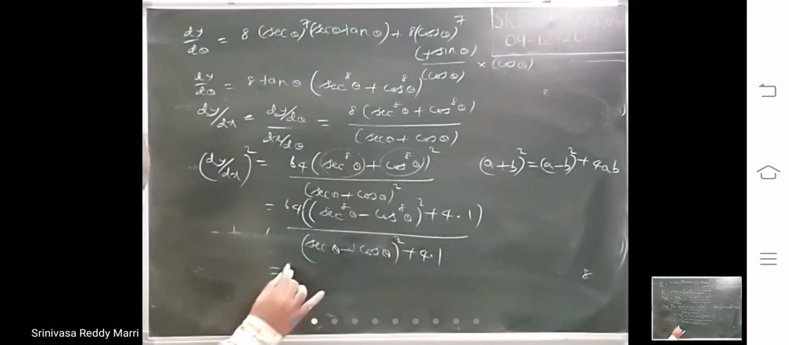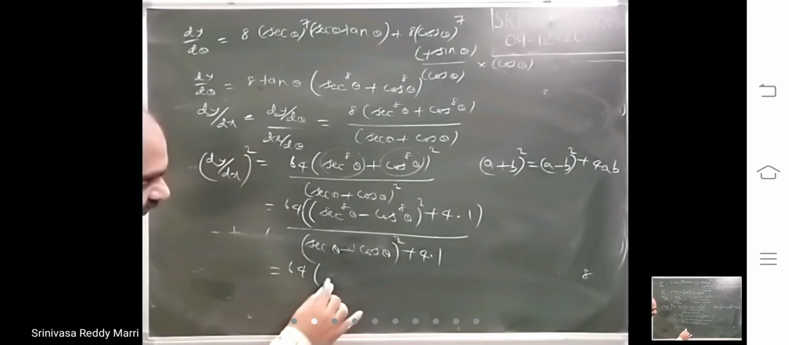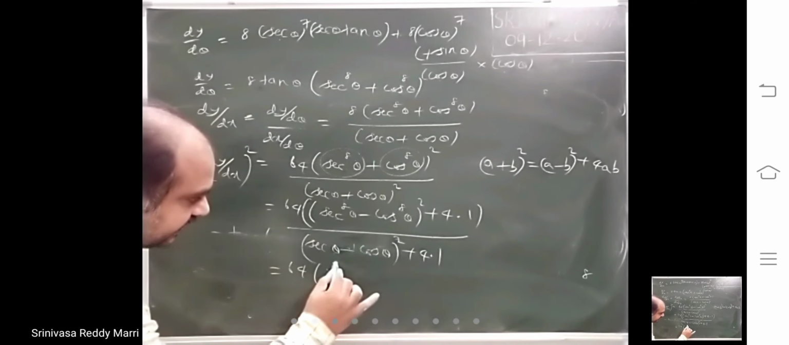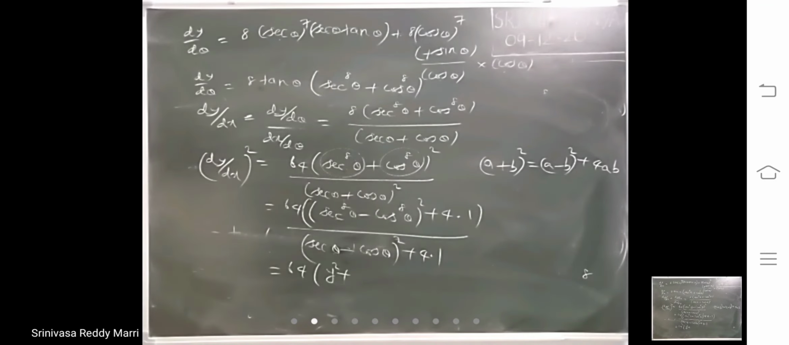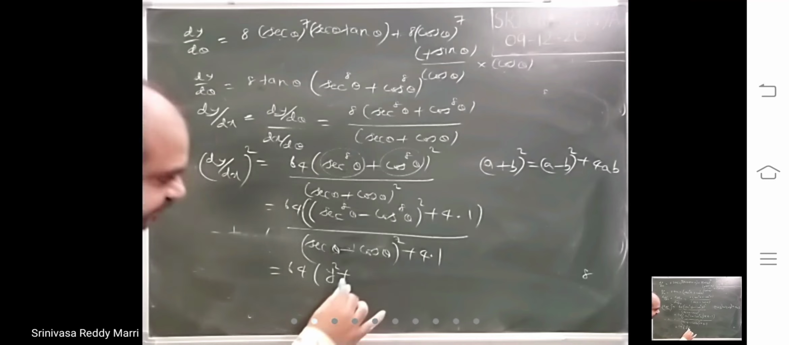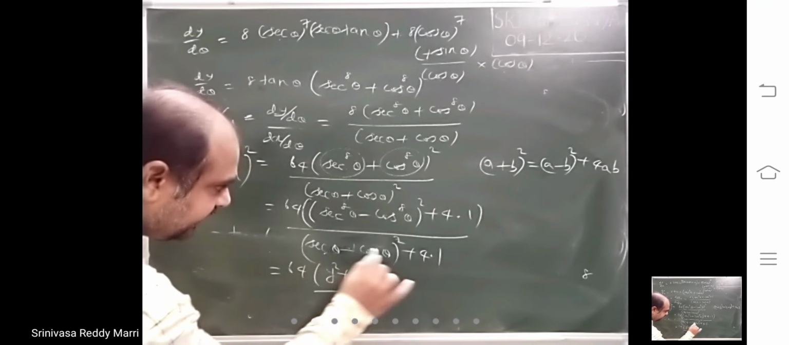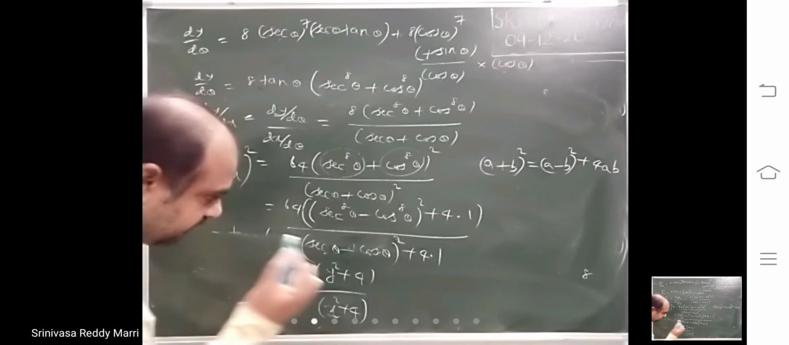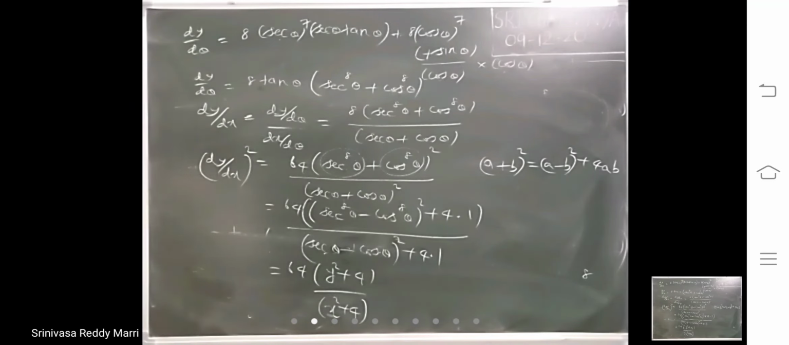That means what you got here? 64 into y square, y is given as secant power 8 theta minus cos power 8 theta, divided by x square, x is given, plus 4. Like that formula. If you remember the formula in the exam, it will be easy to substitute.